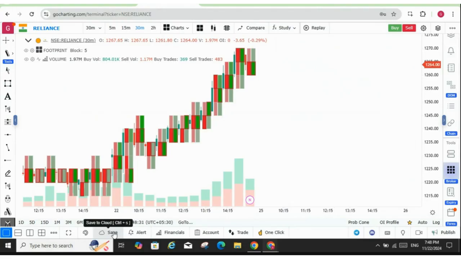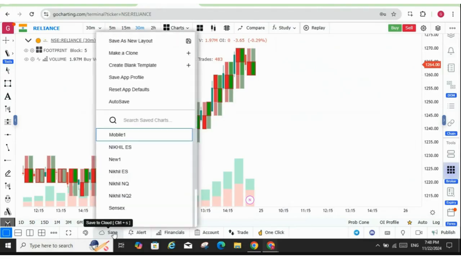Right. So guys, this is your layout. Now please understand this, this is very important, guys. Here we have multiple options: save as a new layout, make a clone, create blank template, save app profile, reset app default, auto save, different options. Let me explain it one by one.